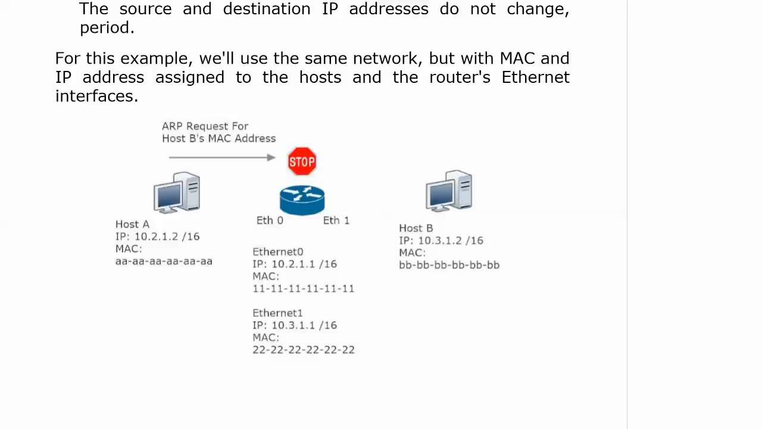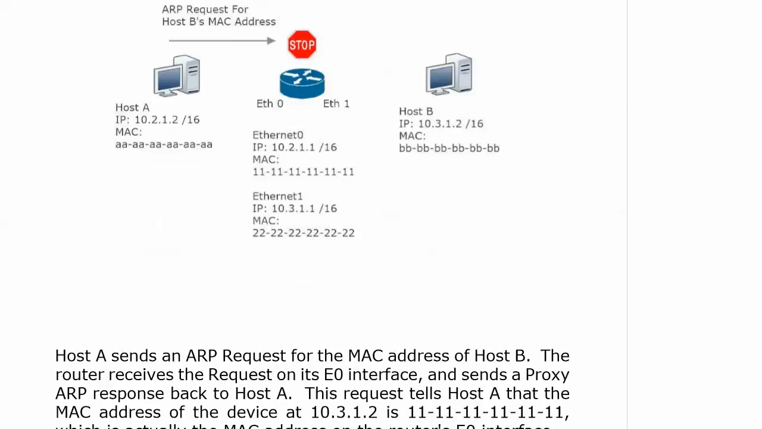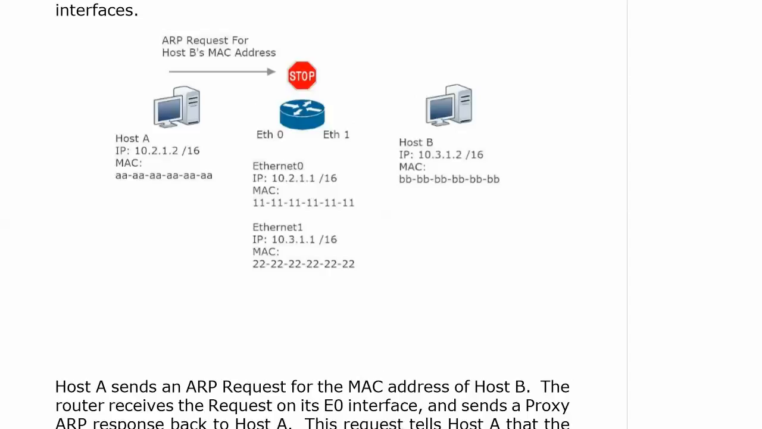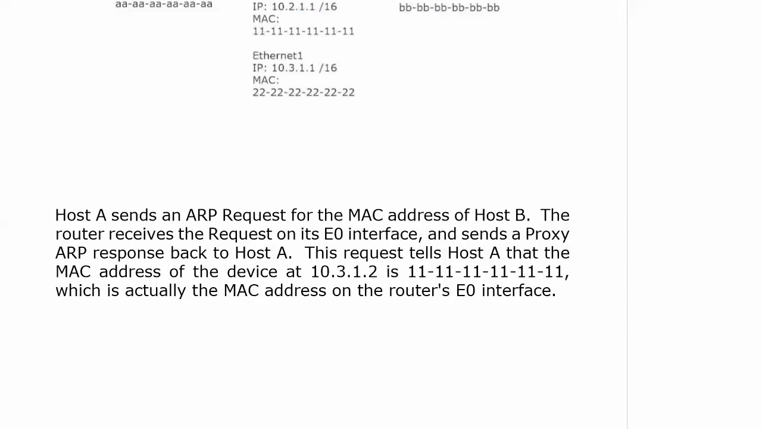And in case I didn't mention it and you're listening in instead of watching, Ethernet 0 on the router has a MAC of all 1's. Now at this point, and you can see what's going to happen immediately, host A sends an ARP request for the MAC address of host B.